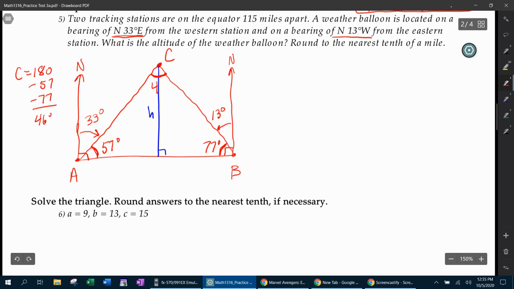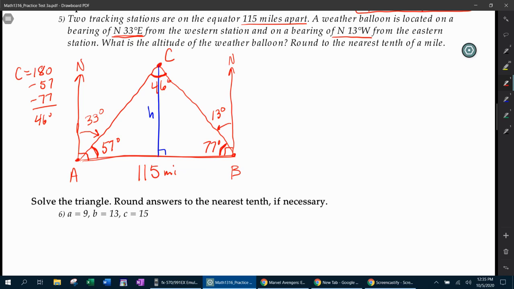And so this angle up here is going to be 46 degrees. I'm not sure that I need to know that. I'm going to just find stuff that I know, okay? Oh, you know what? I forgot one thing. The two tracking stations are 115 miles apart. So from A to B, it's 115 miles. And that side is the side across from angle C. So I did need to know angle C.